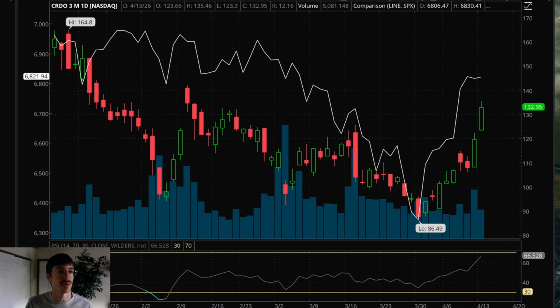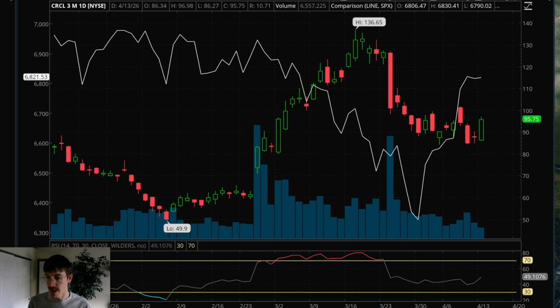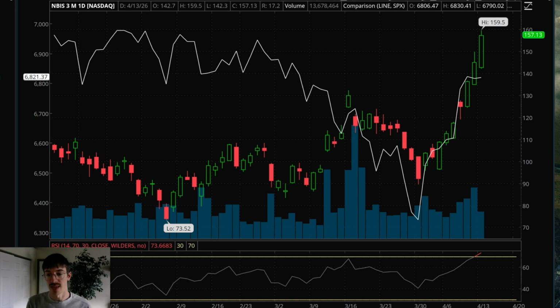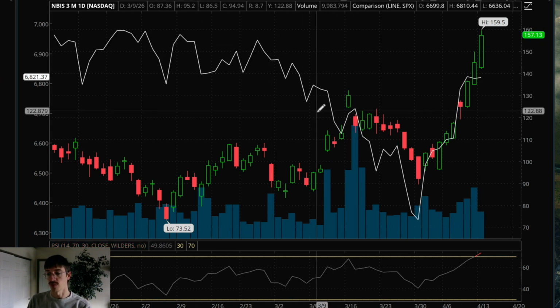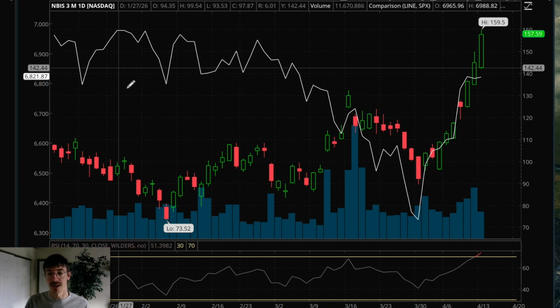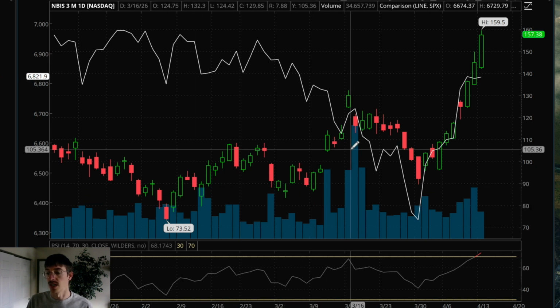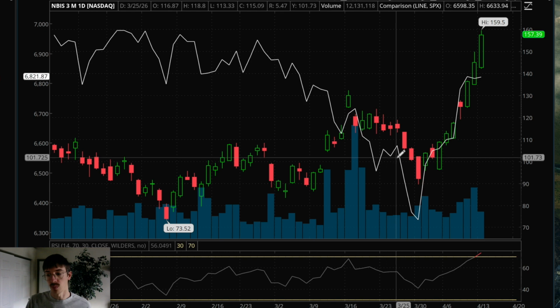And we can click through and see plenty of examples of this happening time and time again. There's always going to be stocks that are outperforming the market as the market is pulling back or trending to the downside. Another good example here is with NBIS. We can see same thing, the market is trending lower, forming lower lows and lower highs. At the same time, on the daily chart here for NBIS, we're actually seeing some higher highs and higher lows form. Overall, this is holding up really well as the general market is trending to the downside.